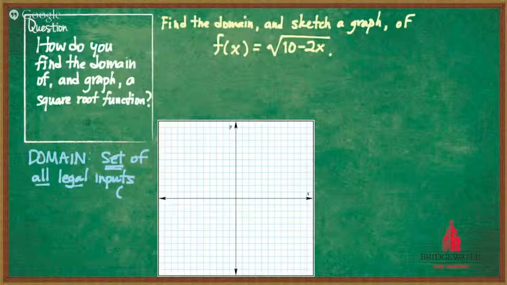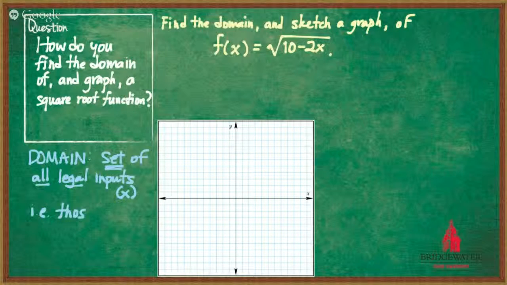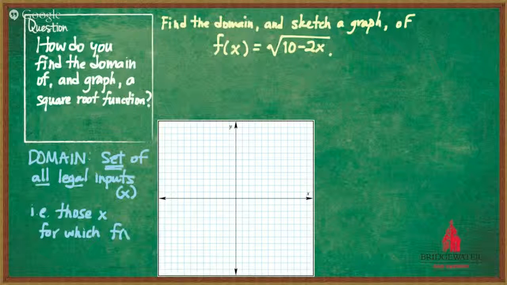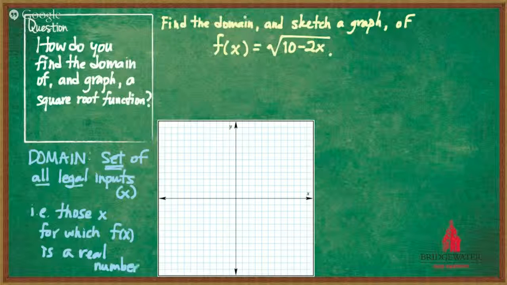And typically, if we use x to represent the variable that we're inputting into our function, we're talking about the set of all x's that we can put into this function that give us a valid output. Now, what makes an output valid? An output is valid if the output is a real number. So it's those x's for which f of x is a real number. And remember, real numbers can be positive, they can be negative, they can be integers, they can be fractions, they can be rational numbers, they can be irrational numbers, they can be transcendental numbers, but they cannot be complex, right?